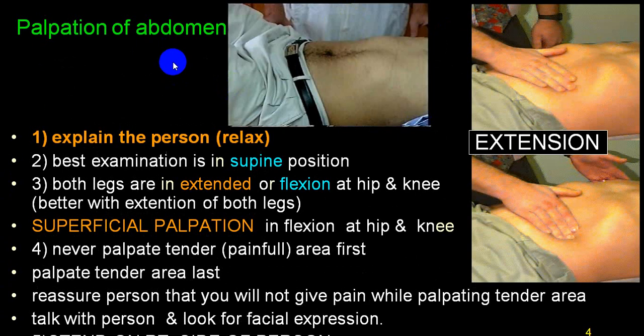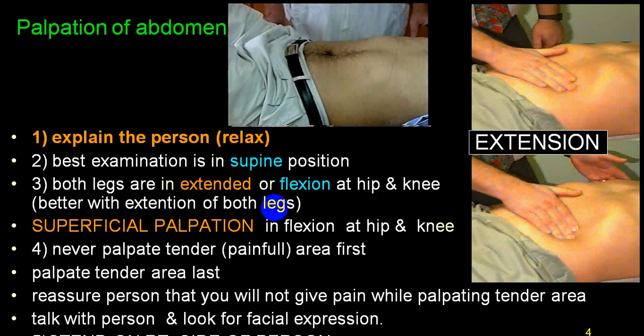So when you start palpating, always stand on the right side. Explain to the person and ask him to relax. The best examination is done in a supine posture. As far as possible, always examine in a supine posture with legs extended. If a person is not able to extend because of tenderness, you can examine in a flexed position, flexion at hip, flexion at knee. Best is extension at both, that is hip as well as knee.